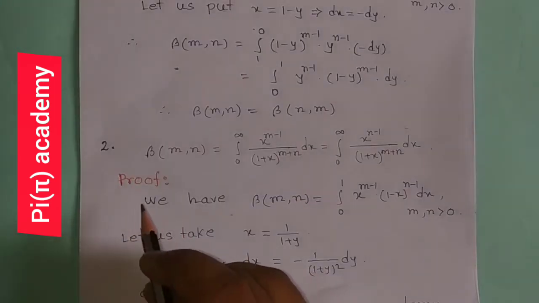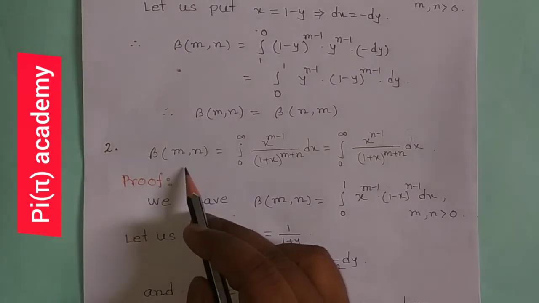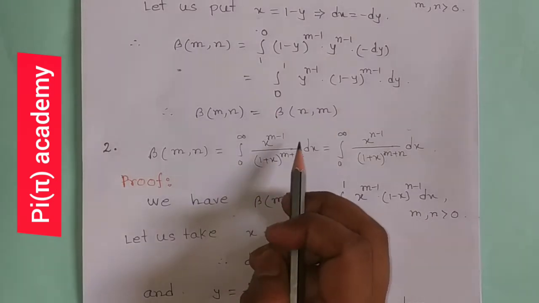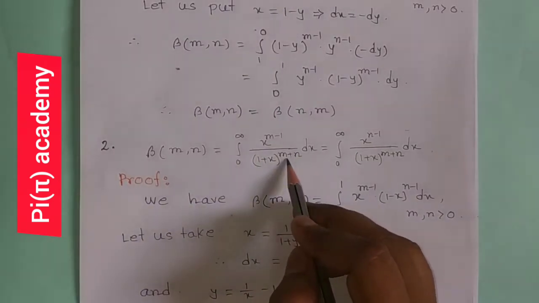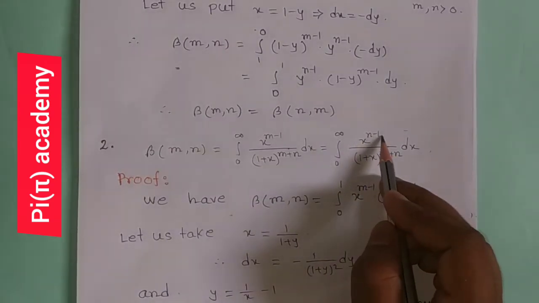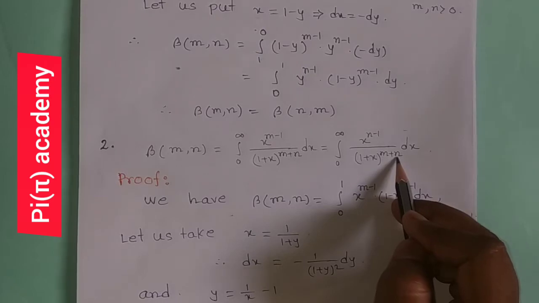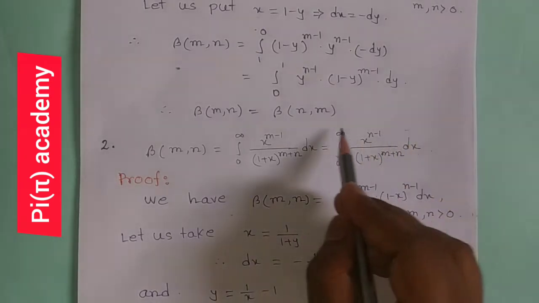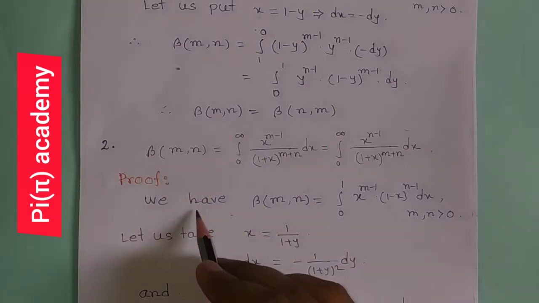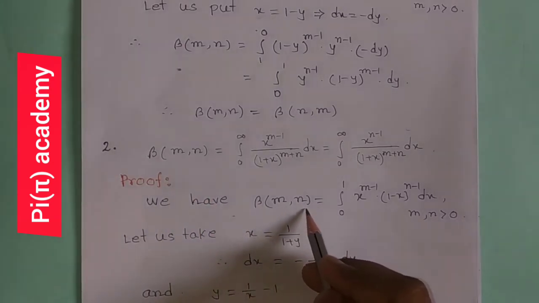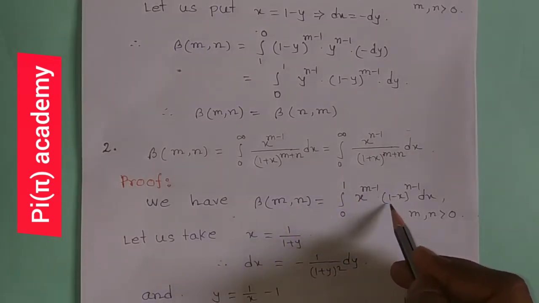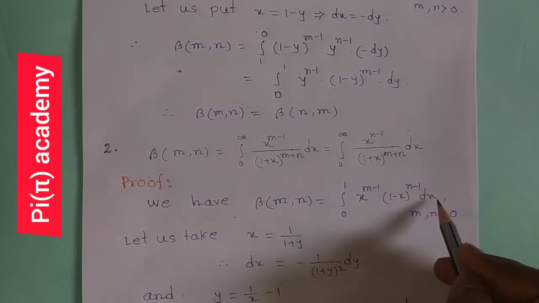Now the second property: beta m comma n equal to integral 0 to infinity of x to the power m minus 1 divided by (1 plus x) whole to the power m plus n into dx, and equal to integral 0 to infinity of x to the power n minus 1 divided by (1 plus x) whole to the power m plus n into dx. This is another form of beta function. We have beta m comma n equal to integral 0 to 1 of x to the power m minus 1 into (1 minus x) whole to the power n minus 1 into dx.